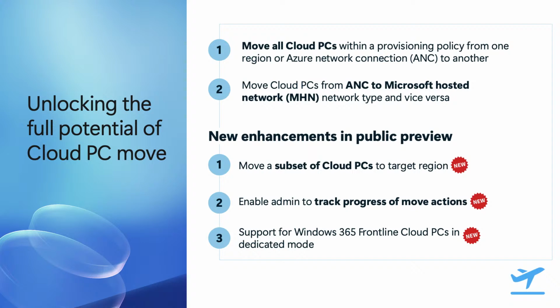Move Cloud PCs from ANC to MHN network type and vice versa. This enables you to seamlessly transition your Cloud PCs between different network types of intra-join, from Azure network connection to Microsoft hosted network, and vice versa. This provides you the flexibility to adapt to the changing needs of your network requirements.